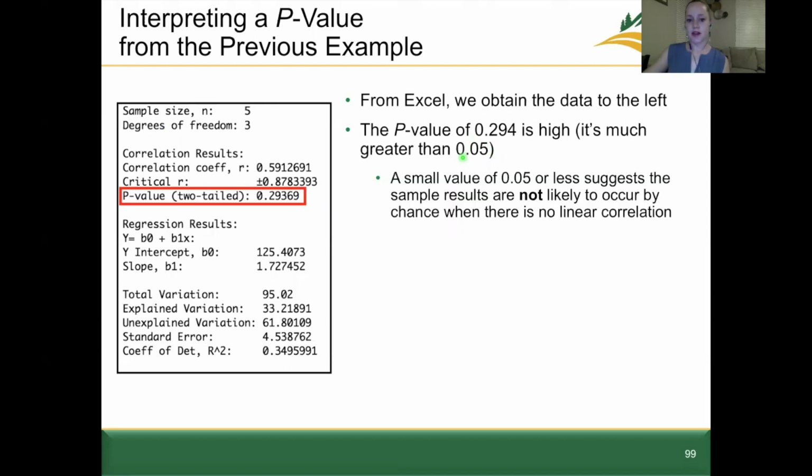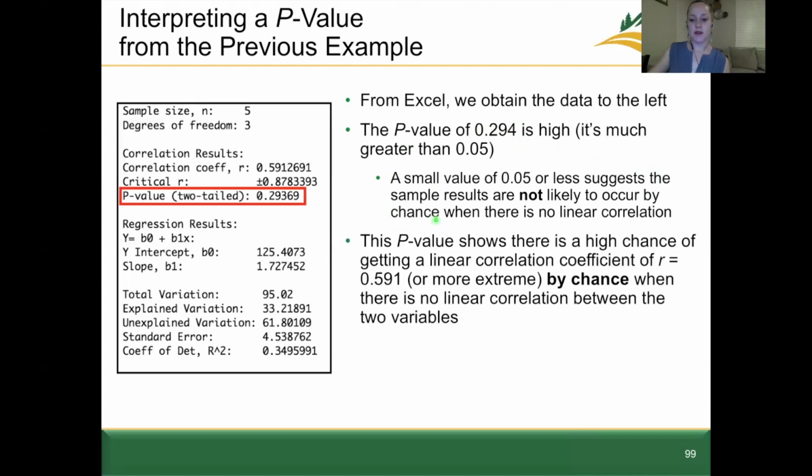Recall from the last slide, a small p-value of 0.05 or less suggests the sample results are not likely to occur by chance when there is no correlation that we saw from the R value. Also remember, if a situation is not likely to occur by chance, then the opposite of something occurring by chance is that we have statistical significance. But for this example, we have a p-value of 0.294. So we don't have this situation here in this other bullet point.